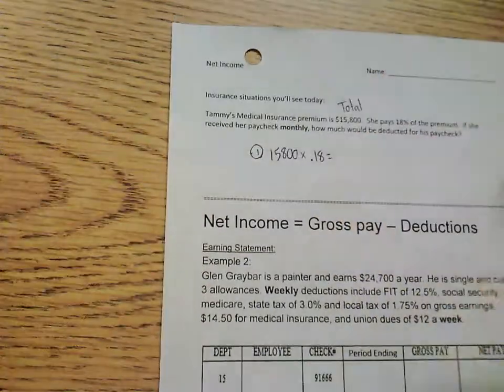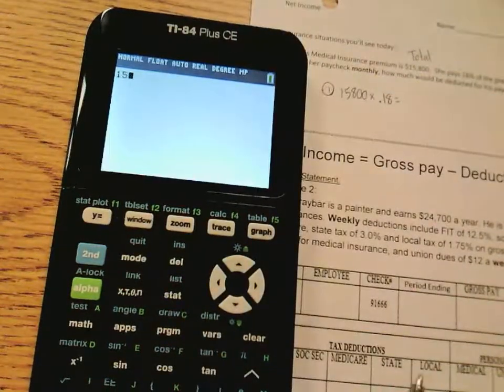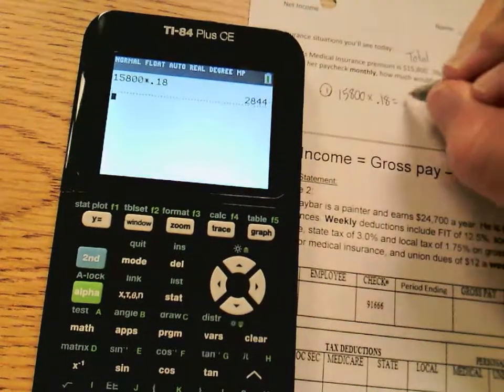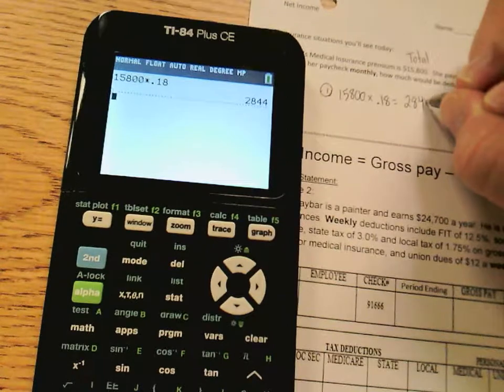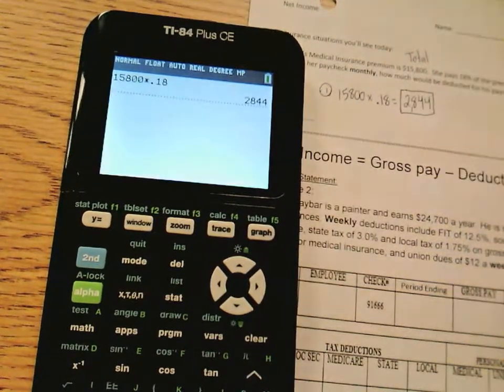All right, so my calculator here. 15,800 times 0.18, enter. So that means Tammy has to pay every year $2,844. Okay, now let's keep reading.